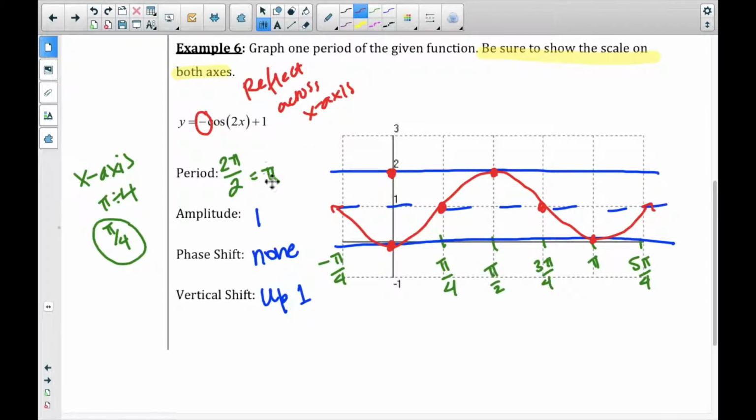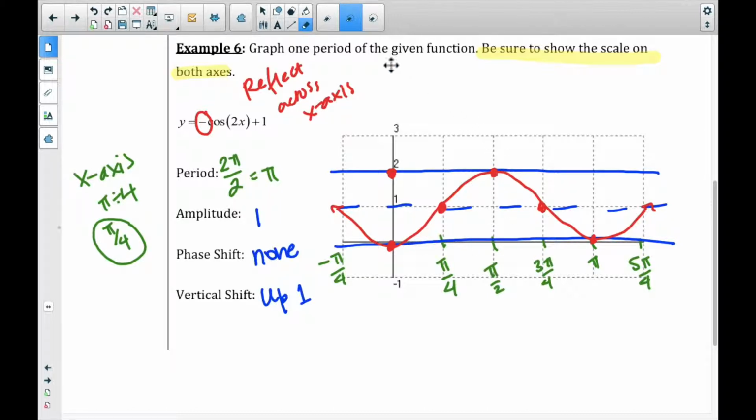That period of just being pi should make it look more compressed. Ours does not look compressed because we spaced out our increments. Usually what we've been doing is calling this pi over 2, and then this is pi. So we've spaced things out a little bit more. And so when we did that, our graph looks a little bit more spaced out than maybe it would be if we had the same increments.